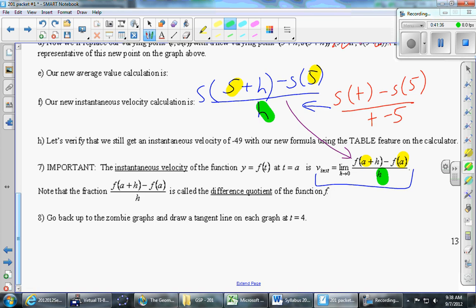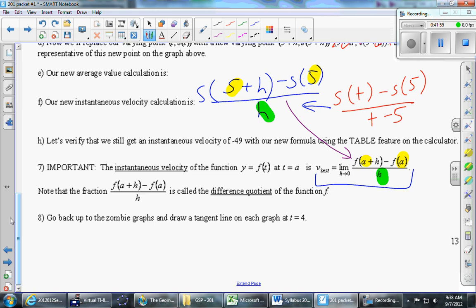We subtract them. And then finally, if we really, really want to focus in on that one moment in time, what do we do with H? We send it to 0. Really, really small. And that's this limiting part in the front. Okay, we're going to use this definition on the next page, so hopefully that will kind of clarify some of what we've done.